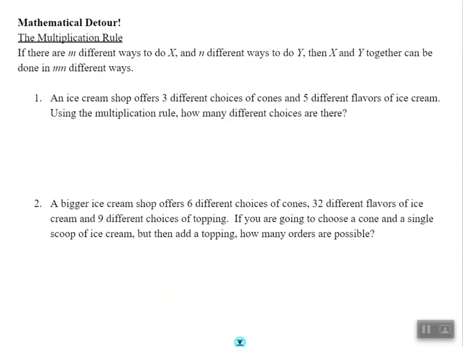So let's pause and review some math. The multiplication rule, or the fundamental counting principle, says if there are m different ways to do x and n different ways to do y, then x and y together can be done in m times n different ways. So, an ice cream shop offers 3 different choices of cones in 5 different flavors of ice cream. Using the multiplication rule, how many different choices are there, assuming that you have one choice for cone and one choice for flavor of ice cream? You just do 3 times 5, which is 15.